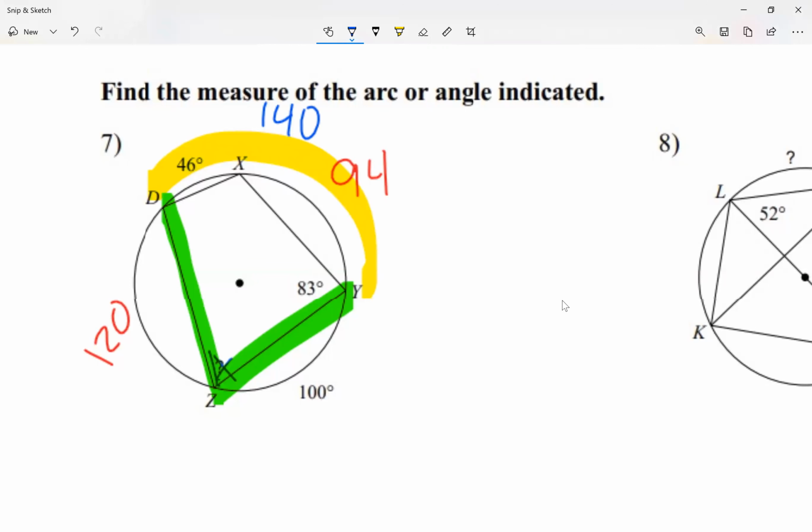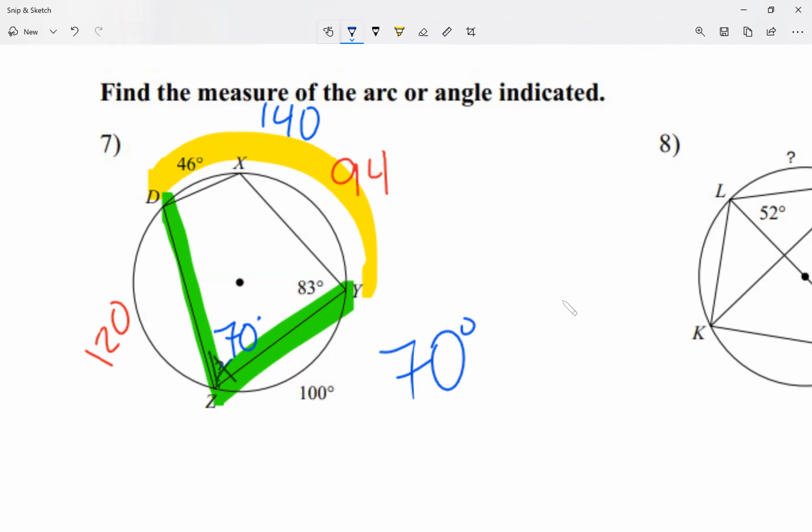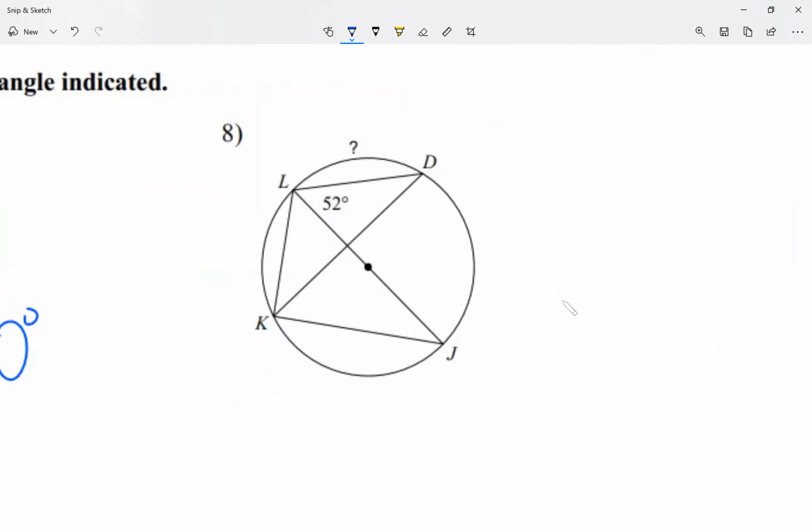Now how big is the angle? Remember I said earlier, if I give you the angle to get the arc, double it. If I give you the arc, so right now the arc is 140, to get the angle, I'm going to say 70 degrees. This angle right here is half of 140. All right, that was not that bad. Let's take a look at number 8.